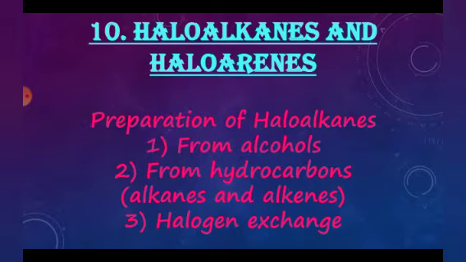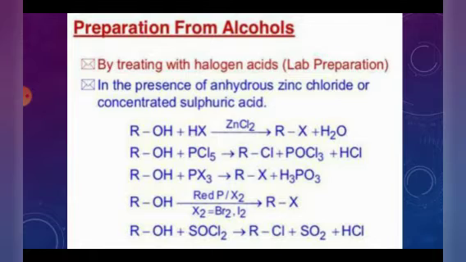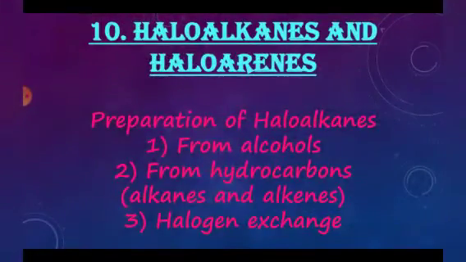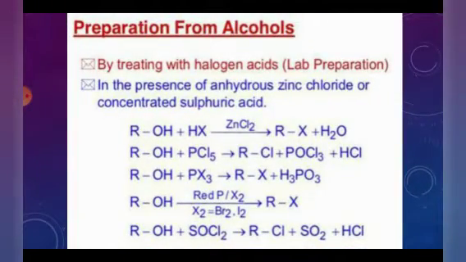So let's start it one by one. Let's see the first method now. The first method for the preparation of haloalkanes is from alcohols. Now see, as it is written in the slide, by treating with halogen acids, this is the lab preparation method.